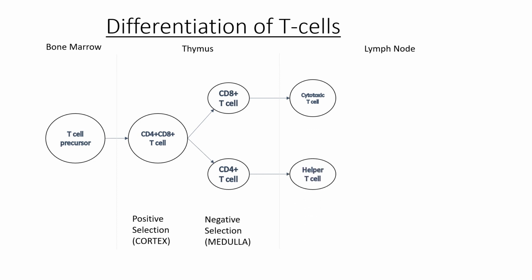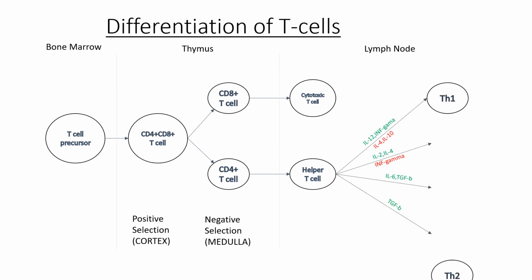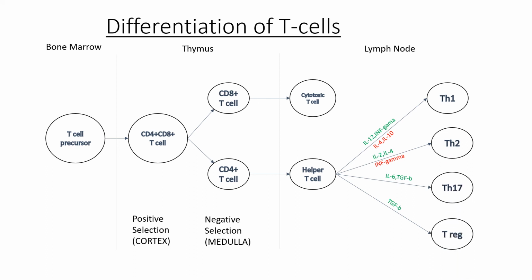Further differentiation occurs in the lymph node by stimulation due to various cytokines. Depending on the cytokines, T helper cells can differentiate into Th1, Th2, Th17, T regulatory, and other such subtypes. I'll be covering the details of the functions of these subtypes in another video.